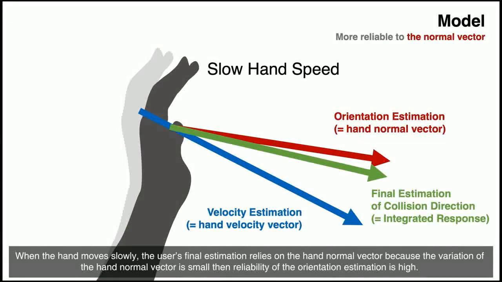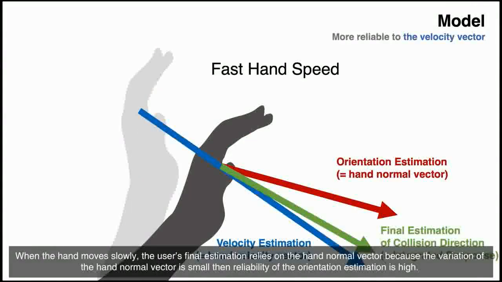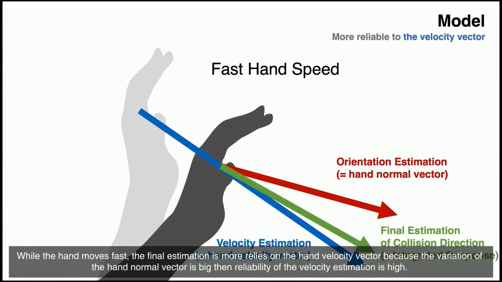When the hand moves slowly, the user's final estimation relies on the hand normal vector, because the variation of the hand normal vector is small, so the reliability of the orientation estimation is high. While the hand moves fast, the final estimation relies more on the hand velocity vector, because the variation of the hand normal vector is big, so the reliability of the velocity estimation is high.